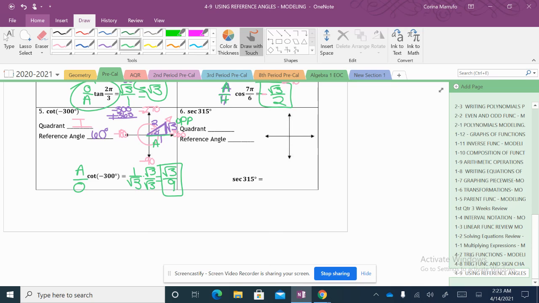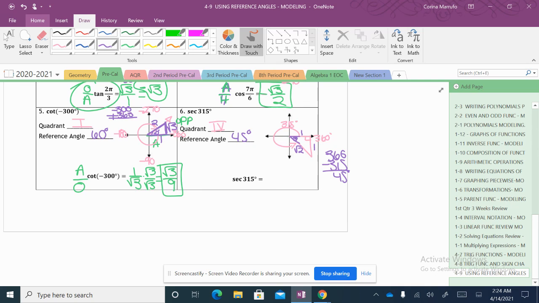Okay, the next one. We have secant of 315. So 315 would land in the fourth quadrant. So here's my triangle. From here to here is 315, because this is 360. To find the reference angle, which is this angle right here, theta, we do 360 minus 315. That gives me 45. So 45 degrees, which means we have a 45-45-90, which means this side's 1, this side's 1, and this side is the square root of 2.